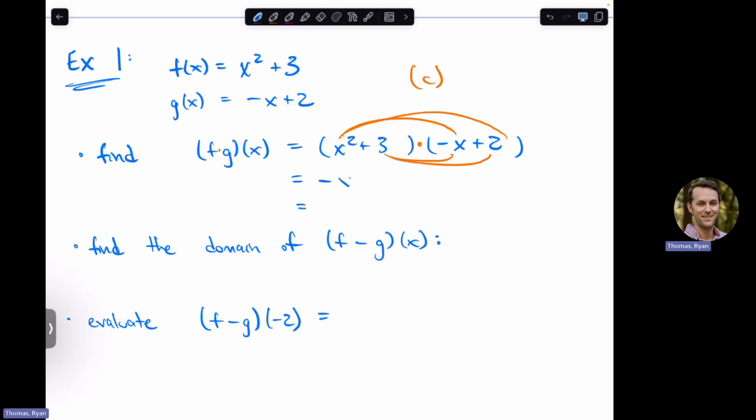So negative x cubed, 2x squared, minus 3x, and 6. And then, oh, nothing to combine. That's it. No like terms. So we'll just leave it like that. Scoot it a little bit. Everybody okay with that? The multiplication part? Okay.